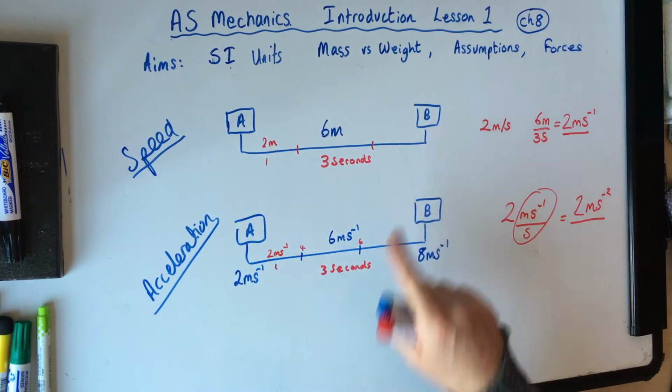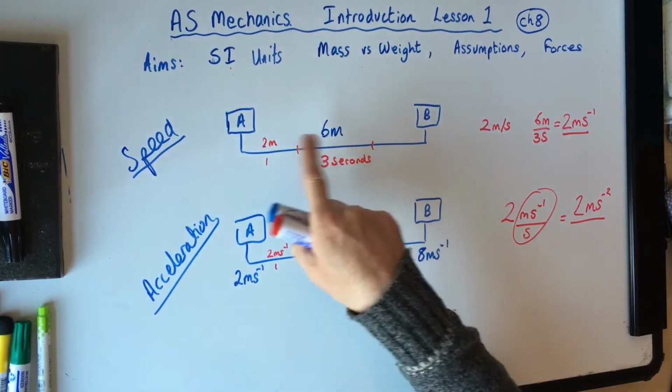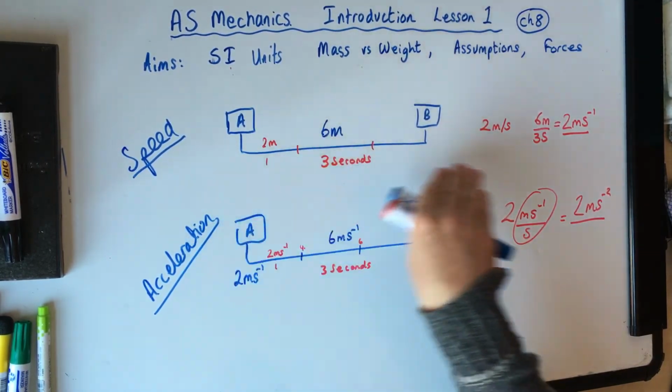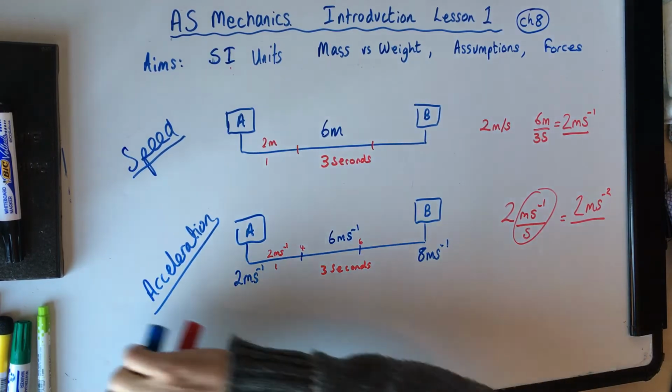This is a constant speed of 2 meters per second. The difference between speed and velocity, as you know, is that velocity has a direction. Well, we're not talking about any direction, we just talk about speed. Okay.